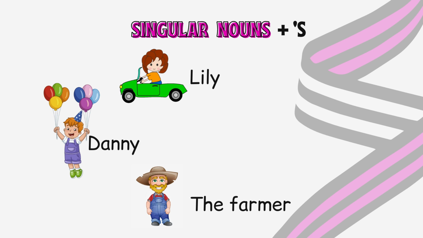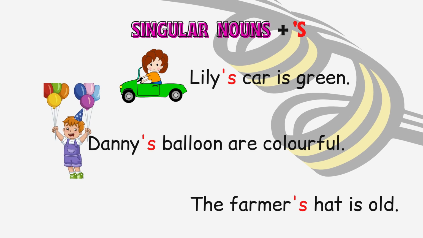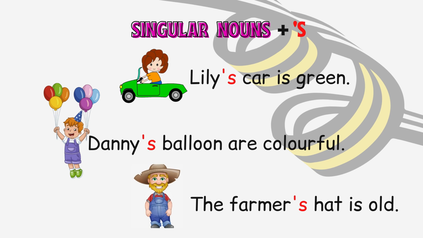Now, look at the picture. Lily, Danny, and the farmer. They are singular nouns. Lily is a girl. Danny is a boy. And the farmer is a man. We put apostrophe S after them. Lily's car is green. Danny's balloons are colorful. The farmer's hat is old.